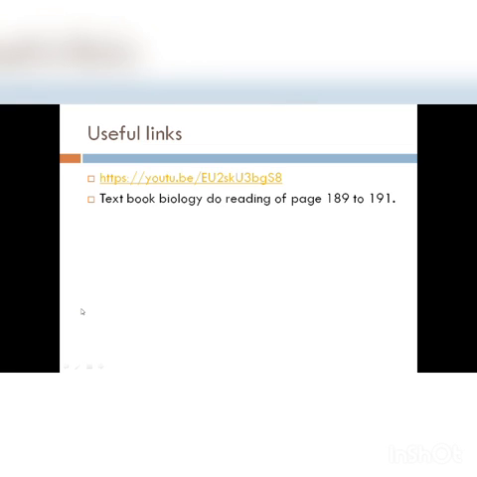Useful links: a complete procedure is given in which the person gets dialysis. You can take a clear idea about this technique, and you have to read pages 189 to 191. A worksheet is available and you have to solve your worksheet.